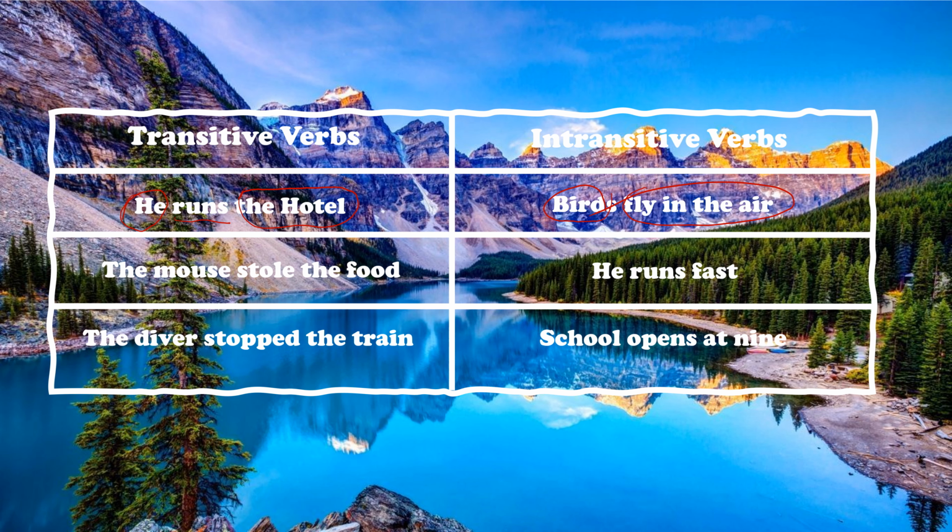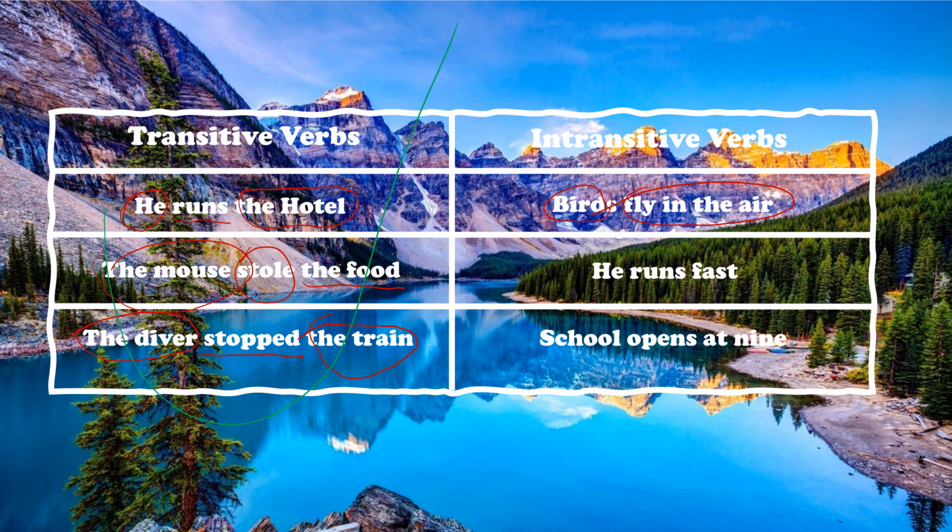Transitive. The mouse stole the food. The mouse is the subject, stole is the verb, and the food is the object. So this is transitive. The driver stopped the train. Here the driver is the subject, stopped is the verb, and the train is the object. So all these sentences are transitive.